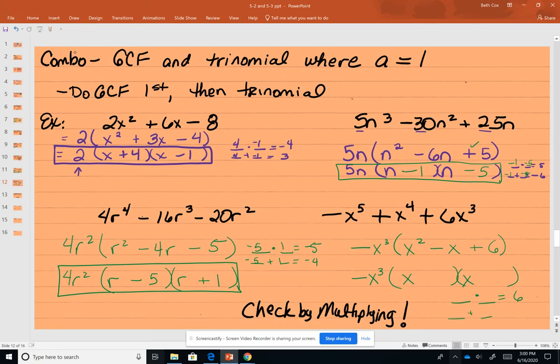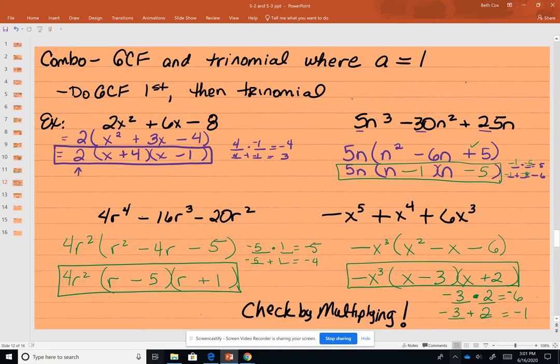They're going to add to give me, wait a minute, that's a negative 6. Multiply to give me negative 6. They're going to add to give me a negative 1. How about a negative 3 and a positive 2? Negative 3 and positive 2. And that's my answer. Okay?